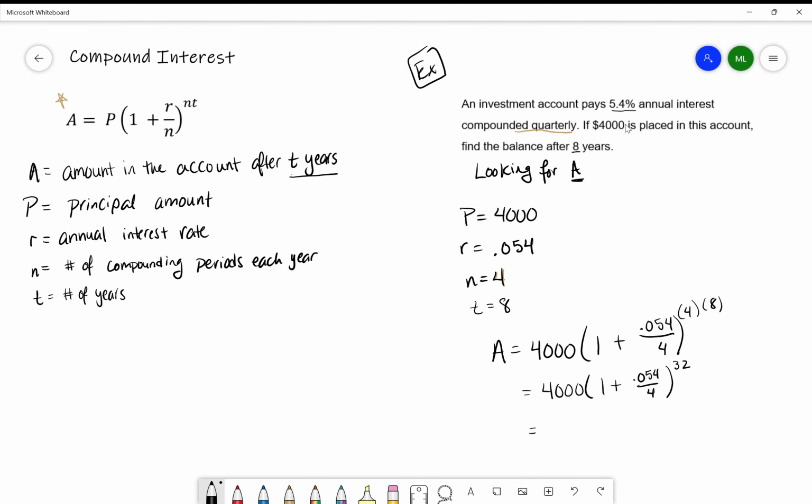Once you plug it all in, you should get A equal to 6,143.56 when you round to the nearest hundredths place, because money ends with the second decimal. And then this would be your final answer.